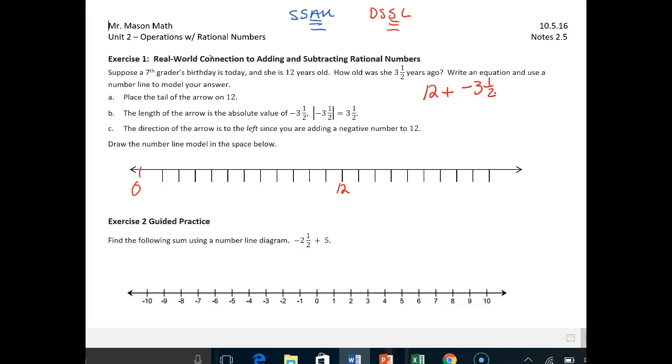So start at 12 and move 3.5 spaces left. So we're going to move to 11. We're going to move to 10. We're going to move to 9. There are my 3 spaces, right? But now where's my half space? Should end up right there. So I move to 8.5. So 12 plus -3.5 equals 8.5.